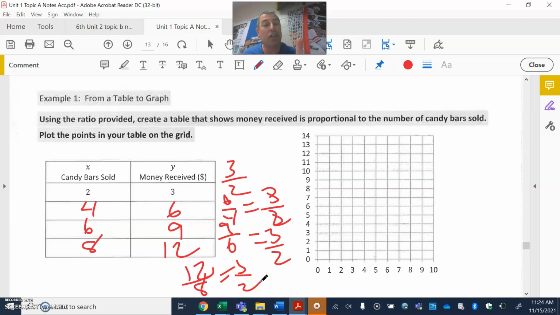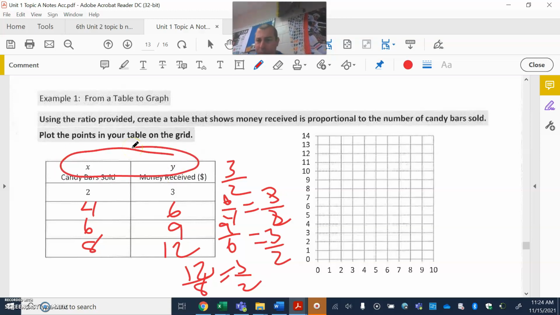But what they want to show you is, listen, if they don't give us the data, but just the graph, can we also tell it's proportional? Well, watch what happens here. Remember, two requirements: a straight path of points, and it has to go through the origin. So we're going to plot our points here. There's my X and there's my Y. My X is the candy bars sold, and the money received is on the Y-axis.